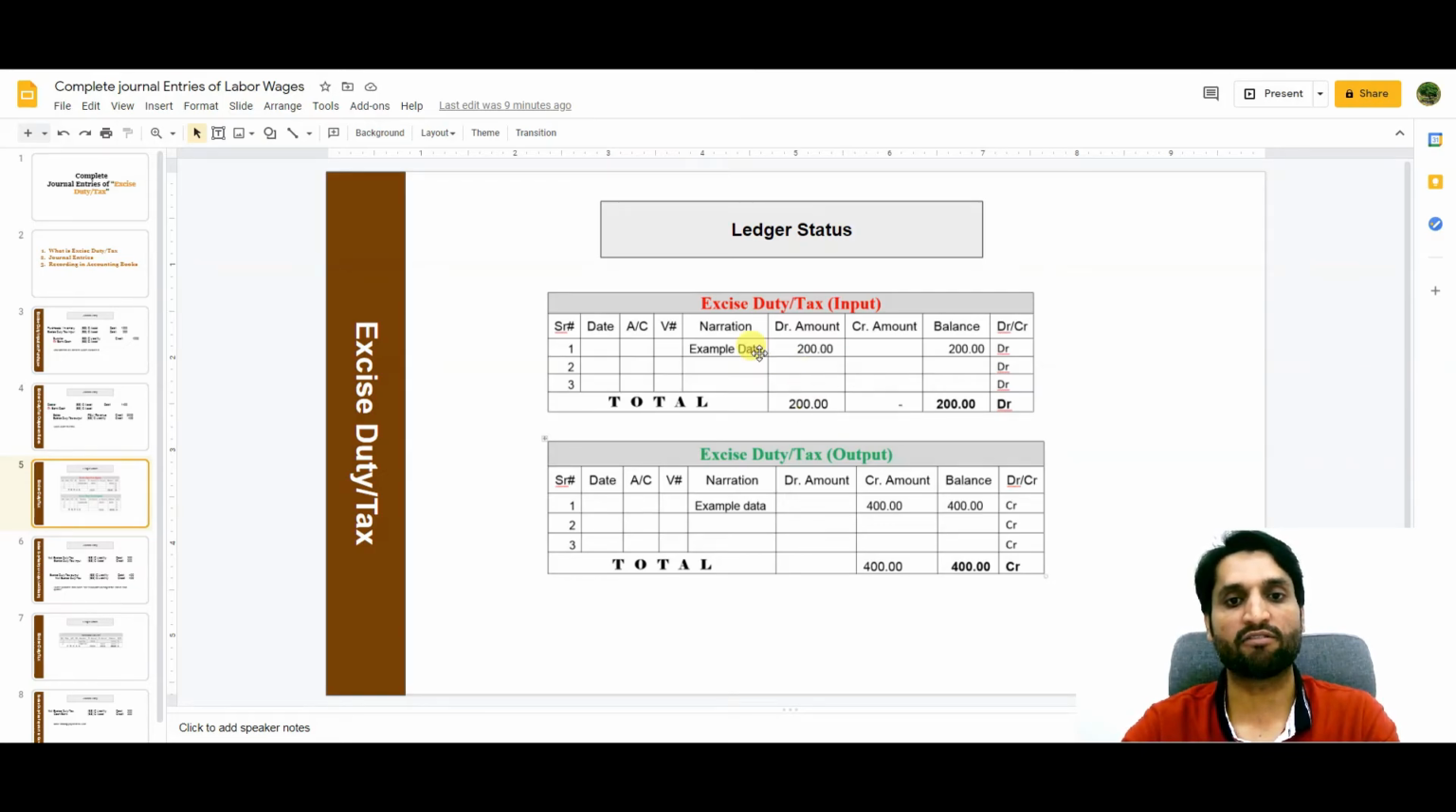Even if you have thousands of transactions, the ending balance of the input will be debit and the ending balance of the output will be credit for the excise duty and tax ledgers. Now let's move further. We need to close these when we are making a quarterly payment to the government. So we need to close these ledger accounts.